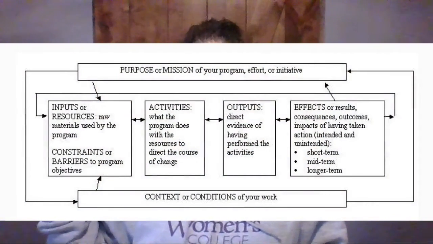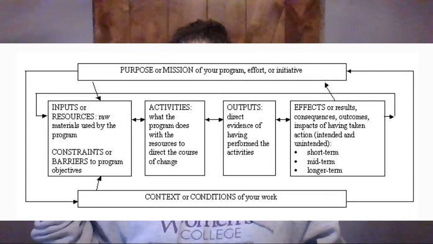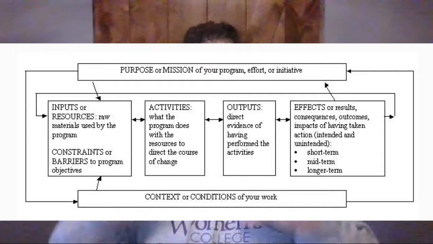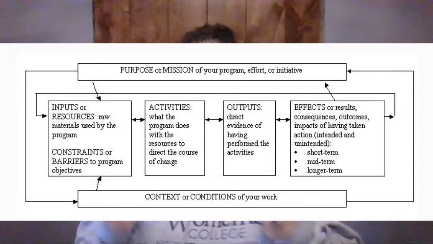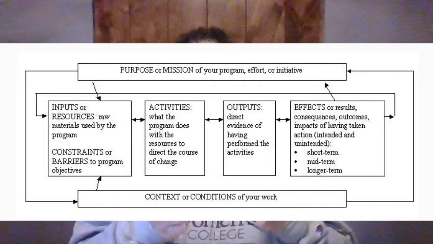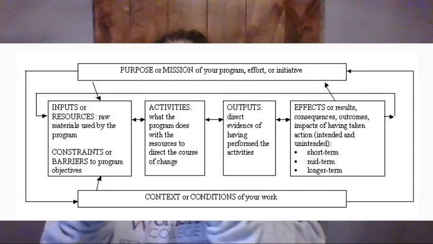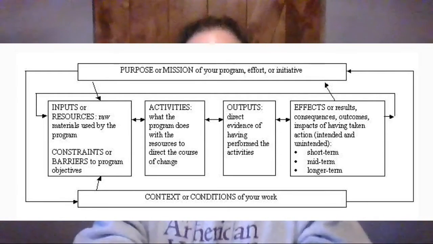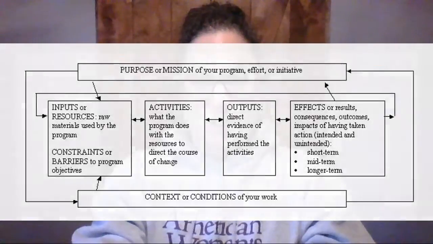So as you can see, it starts on the top with a purpose or a mission, and it flows into either the context or conditions that can be listed on the bottom. And it has the different ways that input and resources will affect the activities, which will affect outputs and effects. So I really like how this one's laid out, and I think I'm going to use it. People suggest that you start with the effect that you want to change, or the outcome that you want, and move backward to figure out the steps to accomplish that.